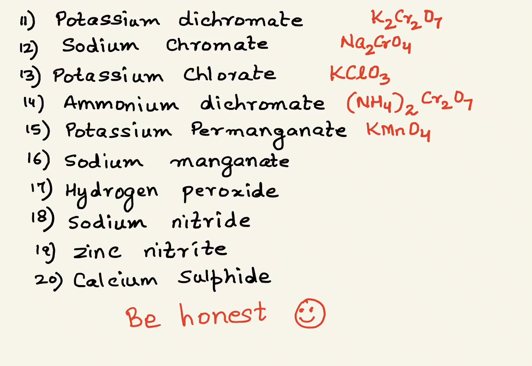Potassium permanganate, KMnO4. Sodium manganate. Yes, these are two different. Permanganate and manganate are different. Go ahead. Na2MnO4. Yes, the valency is different. The symbol for both of them, permanganate and manganate, is the same except for their valency.